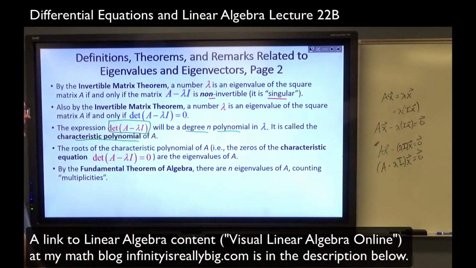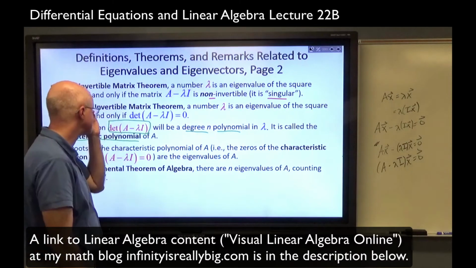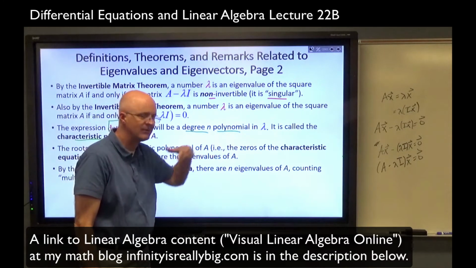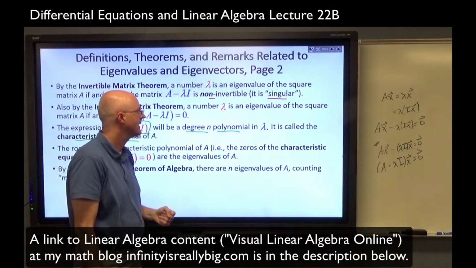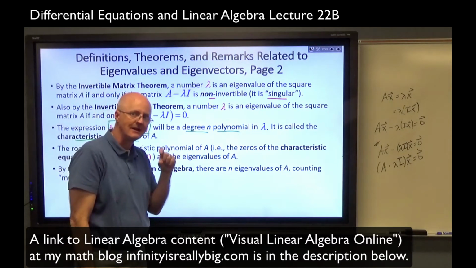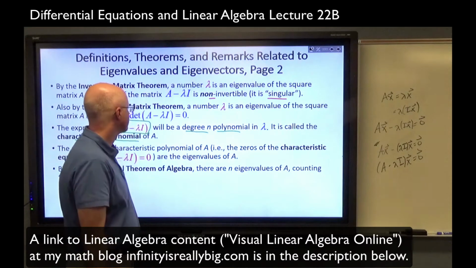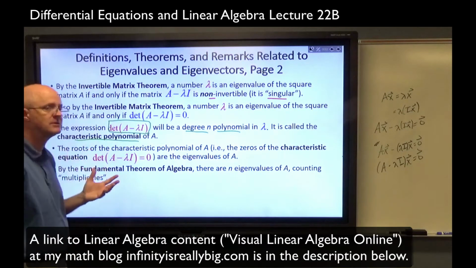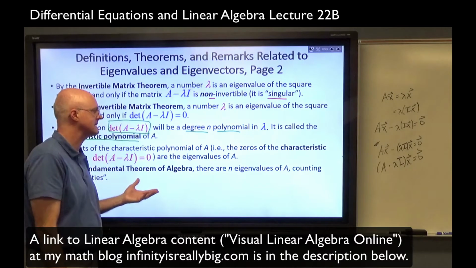anyway, what does it say? It says there are going to be n eigenvalues of A counting multiplicities. Why? Because what the fundamental theorem of algebra says is any polynomial of degree n, where the highest power of the variable is n, and that nth power does have a non-zero coefficient in front of it, so it truly is degree n, will have n roots, counting multiplicities.